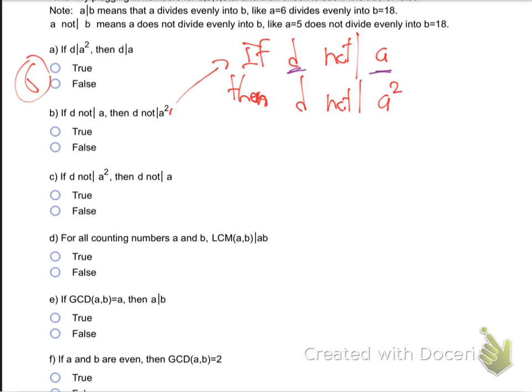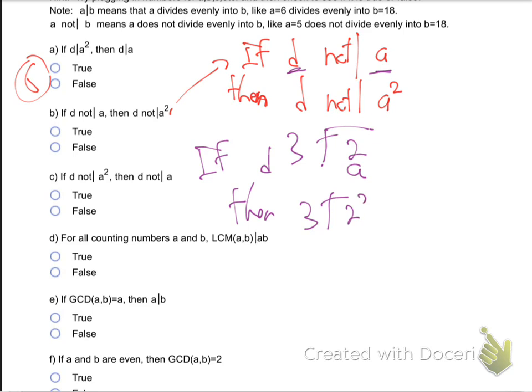How about if I go, well, 3 does not go into 2. Certainly. There's my D. There's my A. And so if D, then 3 will not go into 2 squared, meaning 4. That's true. So it's always true. Well, it's true that time. There is a time when it's not true. This one's more tricky. This one's often true, but not always true.